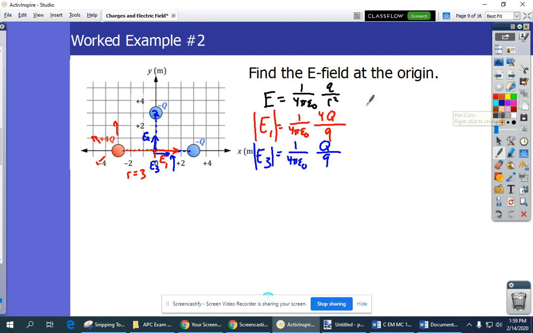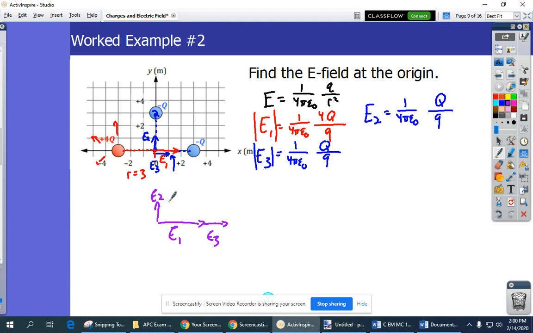Last but not least, I have to go calculate E2. So 1 over, similarly, 4 pi epsilon naught. I've got, let's see, 1, 2, 3 again. So over here, I've still got Q over 9. All right, so now I get to add these up. In the x direction, I've got two vectors. I've got E3 plus, well, I meant to draw E1 as the long one, so let me swap those. I've got E3 plus E1. And in the y direction, I have just E2.